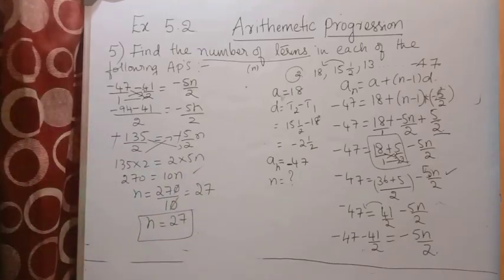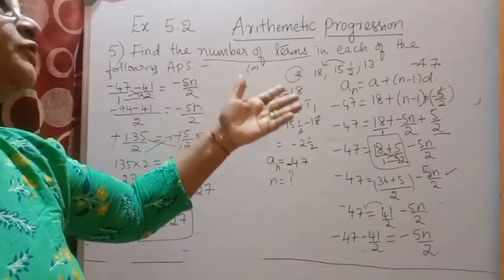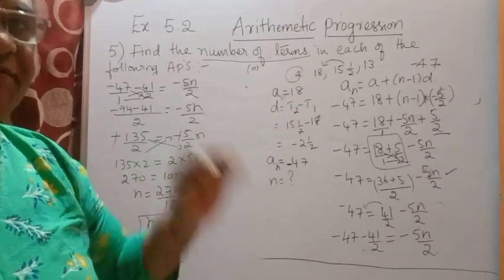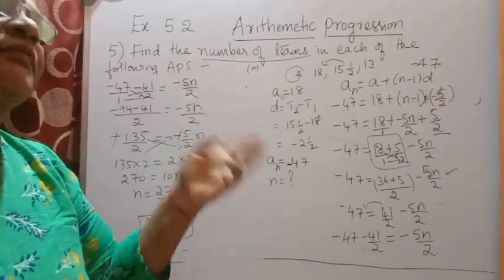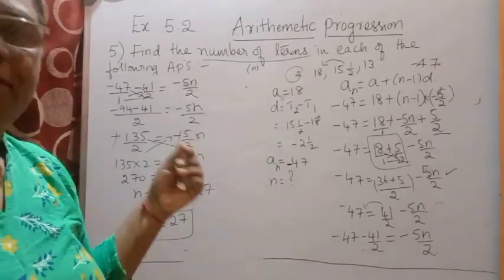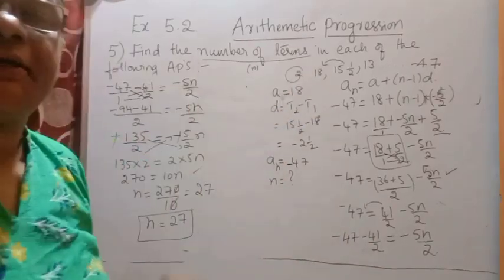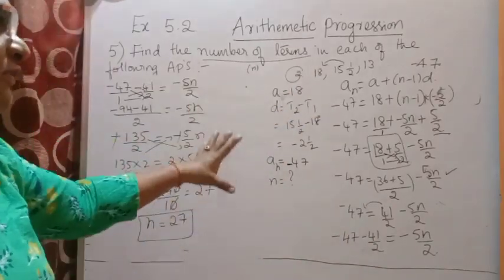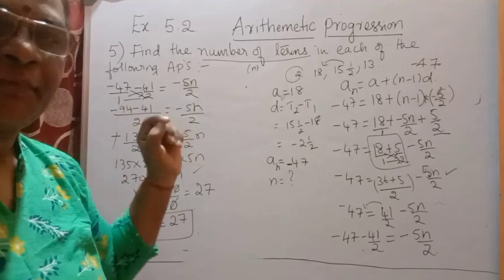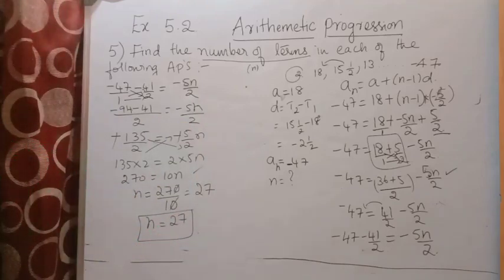This is how you can find the value of n. See, out of the 4 terms, if any 3 values are given, the other value you can easily find out using the term formula. Okay, this is how you can solve this. Okay, so you can just have a glance once again and then you can copy down.